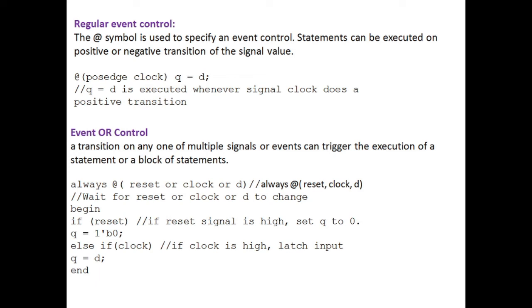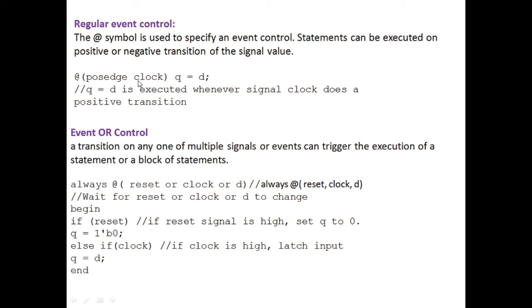The statements under this regular event control can be executed only on changes in signal value, which happens either at a positive edge of a clock or a negative edge of a clock, or a positive edge of a signal or a negative edge of a signal value. Like clock is a signal, and the signal will definitely have a value which may be a 0 or a 1.